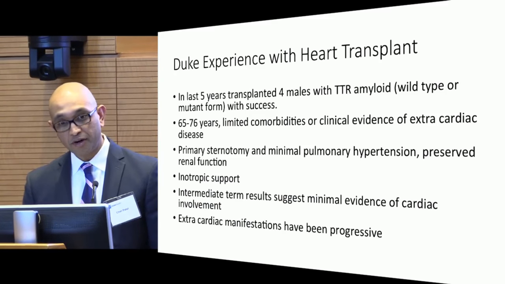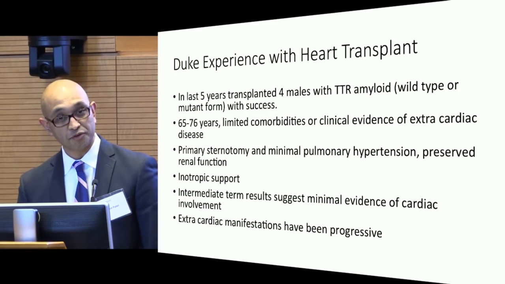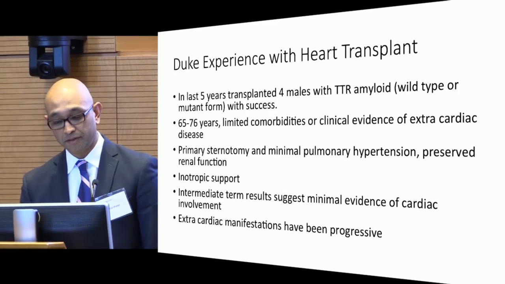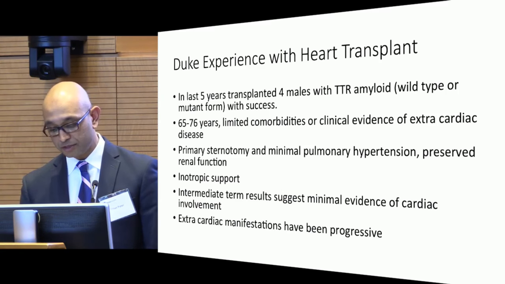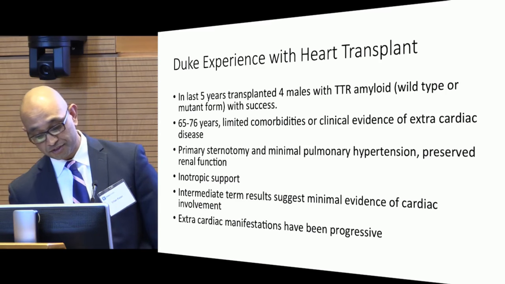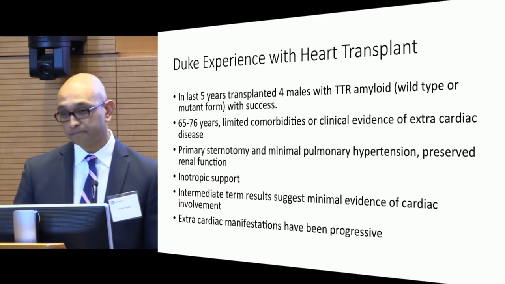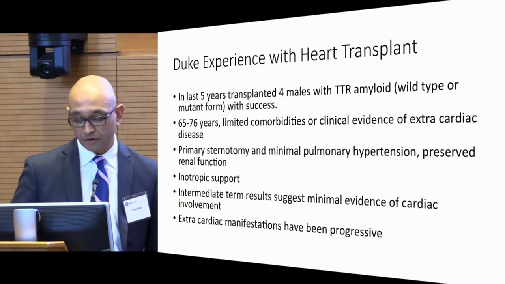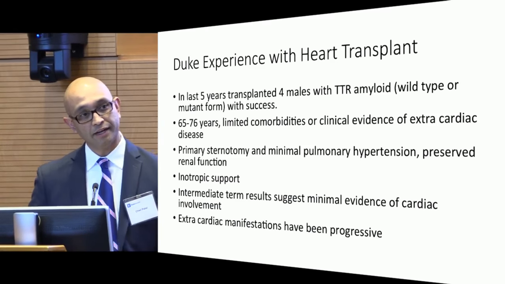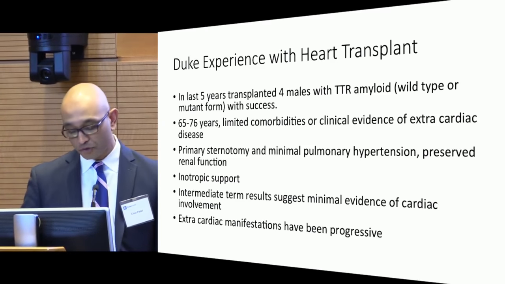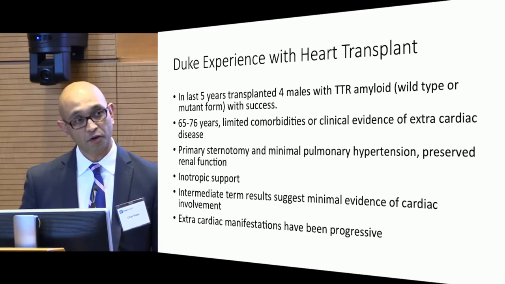These patients did not have prior cardiac surgery, had minimal pulmonary hypertension, and relatively preserved renal function despite their age. They were supported with inotropic agents until transplantation, and at least intermediate-term results suggest minimal evidence of involvement in the transplanted heart. We have seen extracardiac manifestations that have been progressive in 2 of these cases, GI and neuropathic. So it is a possibility, and we have transplanted patients with TTR amyloid at our program.